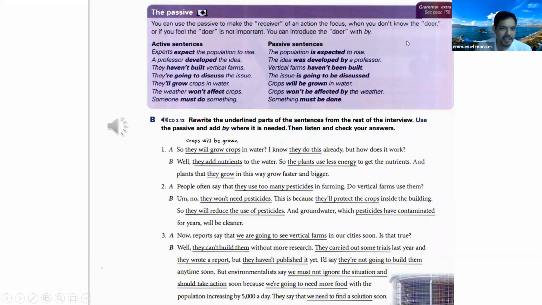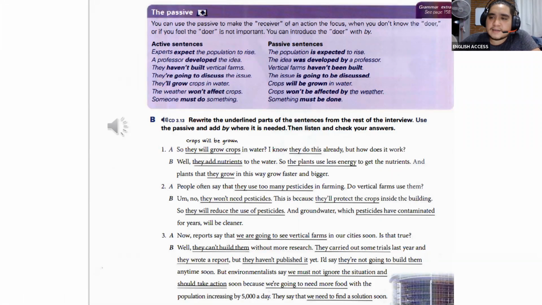Active sentence: Experts expect the population to rise. Passive sentence: The population is expected to rise. I think there is an echo in the audio. Yeah, I think there is. But all right, it's gone. What did you do? Oh, you muted yourself. So it was probably that. All right, thank you.